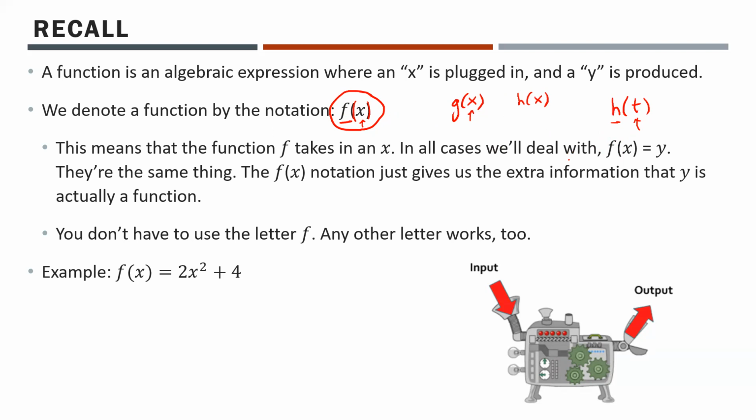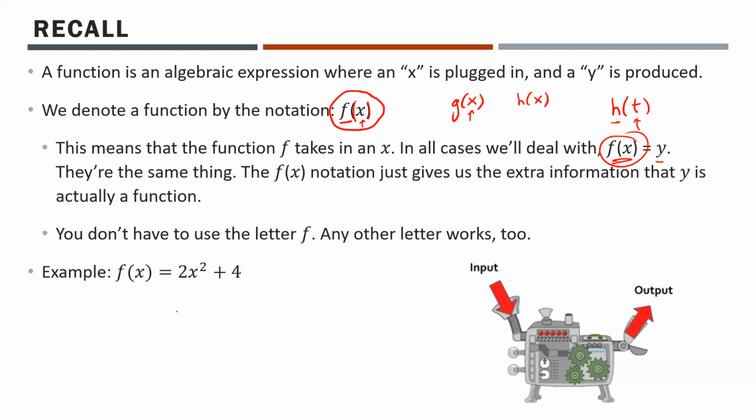Anyway, like I said, this means that the function f takes in an x. In all the cases we'll deal with, f of x will be equal to y. So if you just see f of x like this, that really represents your y coordinate as well. So as much as this is bulky, don't think about it too hard. It just basically means your y. The f of x notation just gives us the extra information that y is actually a function. Like I said, you don't have to use the letter f. Any other letter works as well.